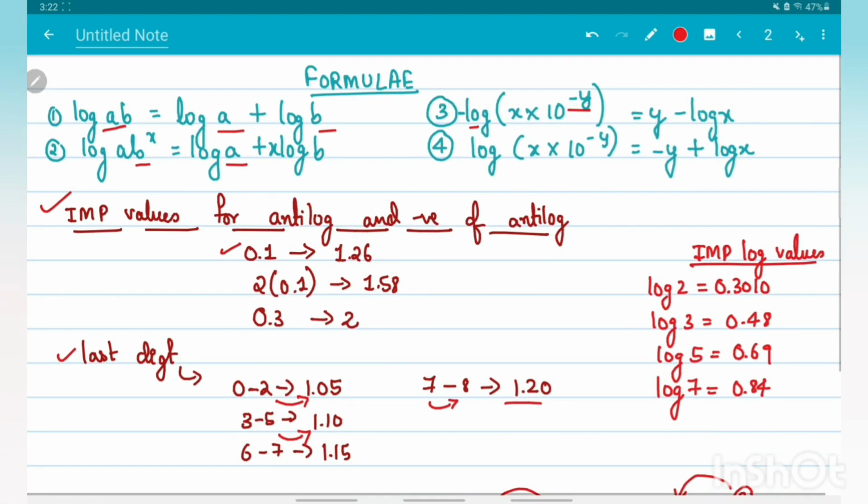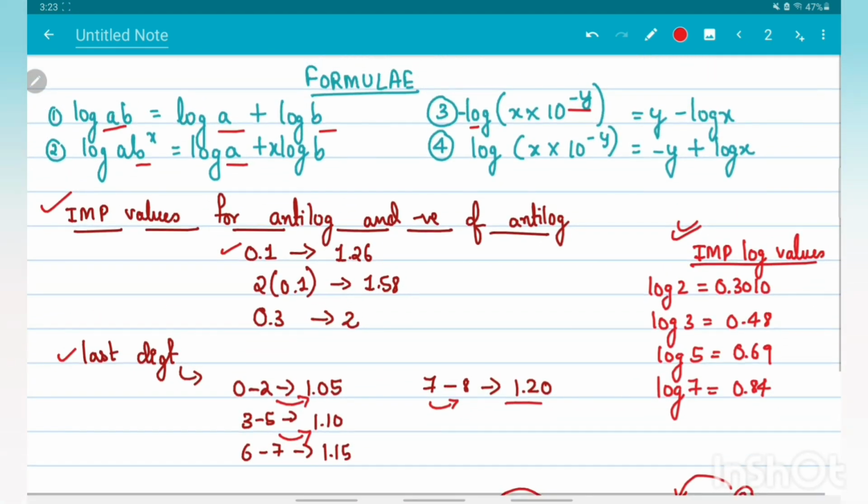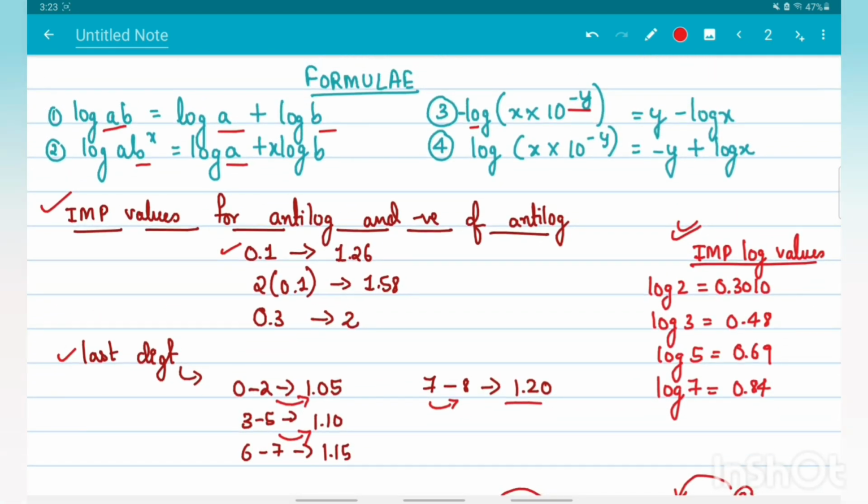So you need to know these values, and then some important log values you can see over here. Only these 4 log values you need to remember, the rest you can calculate. You need to know the values of log 2, log 3, log 5 and log 7. That's all. The rest I'll tell you how to calculate. So first I suggest you make a note of all these formulas so that we can start with our log sums.